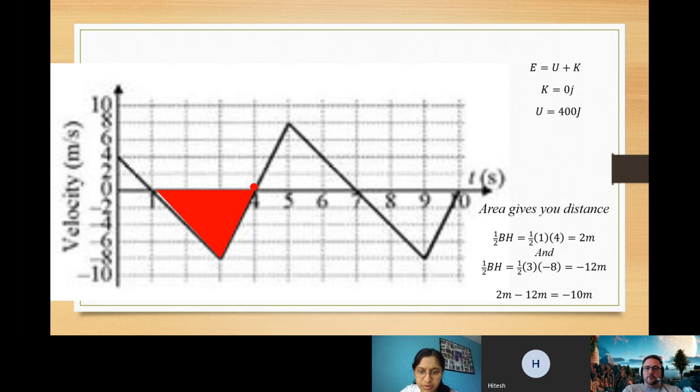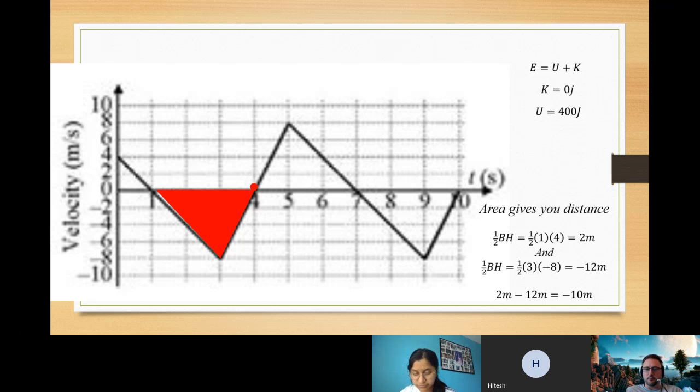So E equals U, same thing, kinetic energy is 0, so I know my potential energy there is 400 joules because it has to be a total of 400, and I know my kinetic is 400. Same thing now with the area of the triangle. You still need to remember, you need to deal with this 2 meters.